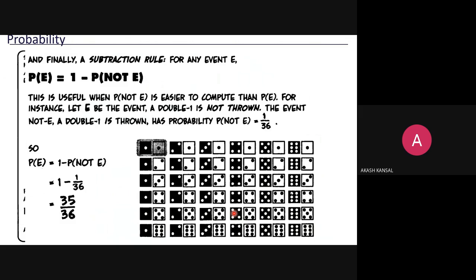Second thing is probability of E is equal to 1 minus probability of not E. Usually this is helpful when it is easier to calculate the probability of not E. For example, if your event E is not getting a double one on the throw, what is the probability? For you, getting the probability of double one is easier, right? So you will work the other way around. You will calculate the probability of getting double one, which is 1 by 36, and you will subtract it from 1. So you will get the probability of E.